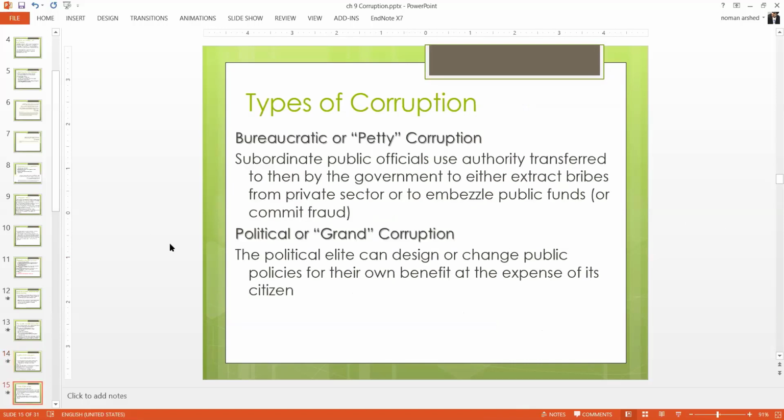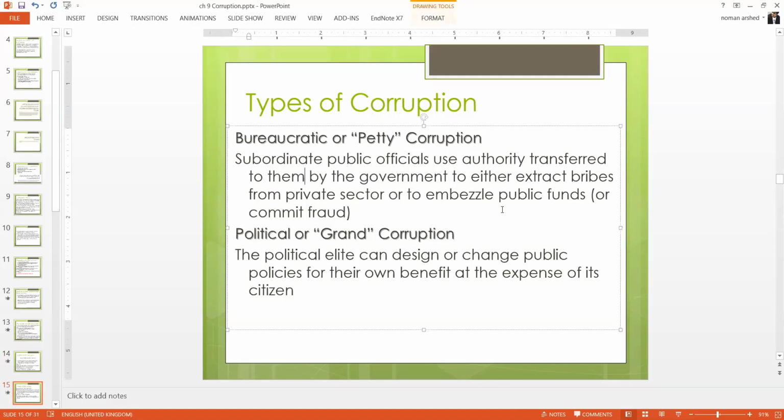So what are the main types of corruption? That is bureaucratic corruption, which we call petty corruption, and there is political or grand corruption. So what is bureaucratic corruption? It is when subordinate public officials use authority transferred to them by the government to extract bribes from the private sector, embezzle public funds or commit fraud. So the public officials have less authority. They are subordinates. If they take bribes or steal public resources, it comes under petty corruption.